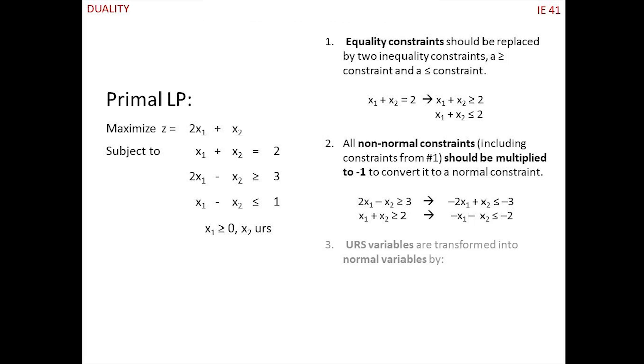Number 3, as you learned from LP formulation, unrestricted variables are transformed into normal variables by doing the following. X sub 2 is equal to x sub 2 plus minus x sub 2 minus. You can now change all x sub 2 variables into x sub 2 plus minus x sub 2 minus. We now arrive at the following normal max LP.